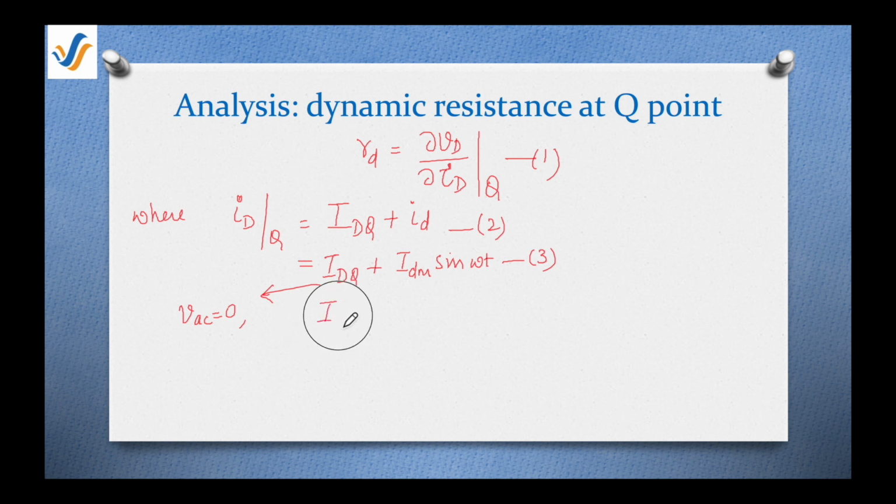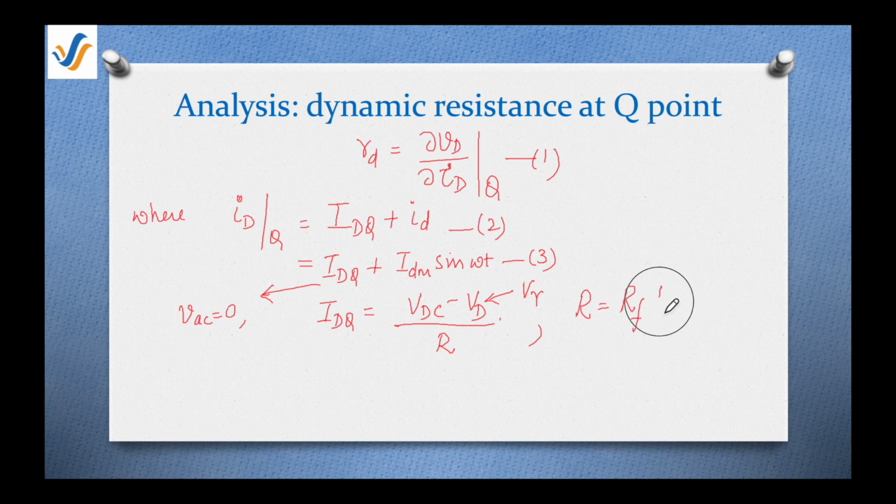I am writing it directly: IDQ will be VDC minus VD, that is the diode voltage, upon the total resistance in the circuit. If it is mentioned in the problem that the diode voltage is the cut-in voltage, then you can write it directly as the cut-in voltage. And R, the resistance, is the sum of the forward resistance plus the load resistance. If forward resistance is not mentioned in the problem, you can directly write the resistance as the load resistance.